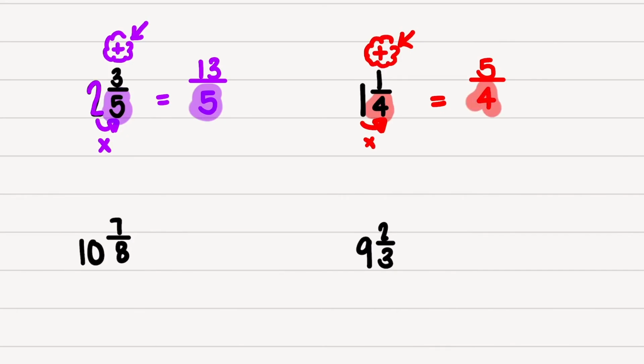Let's do the next one, 10 and 7/8. So we're going to start by taking the 10 and multiplying it with the 8. So 10 times 8 is 80. And then we are going to add the 7. So 10 times 8 is 80, plus 7 is 87. And that will be over the original denominator, which is an 8, because the original denominator given to us was an 8. The last one is 9 and 2/3.